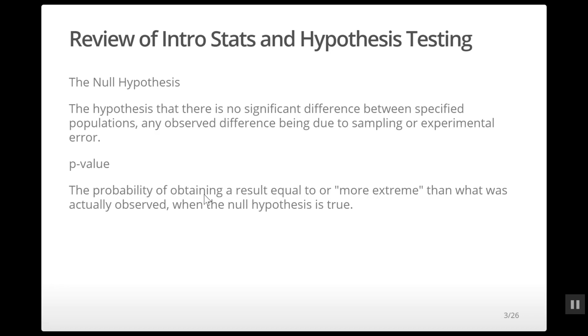We also have to define something called the p-value. The p-value is the probability of obtaining a result equal to or more extreme or more unusual than what was actually observed when the null hypothesis is true. So if we assume that the null hypothesis is true, what's the probability of getting the data that we observed? That probability is the p-value. Are we okay with this? Do we need a little bit more explanation here?